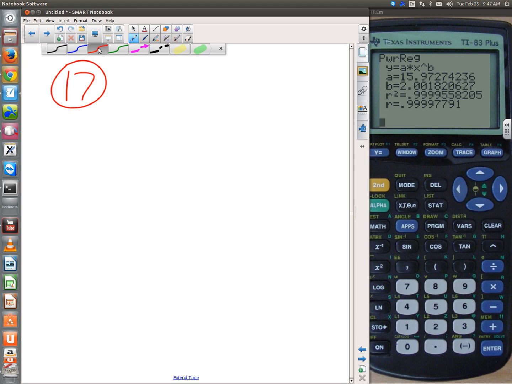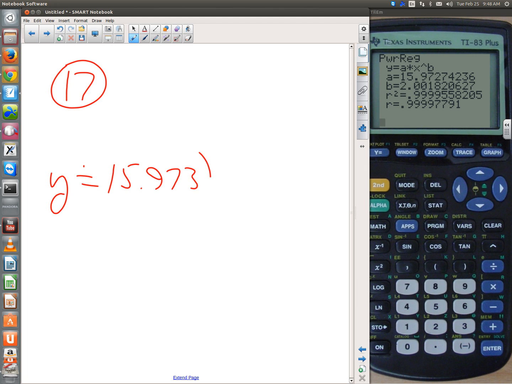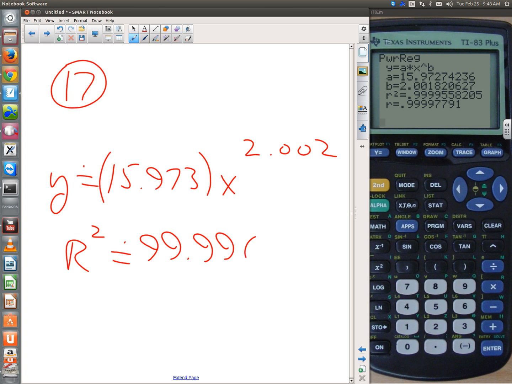On your homework, let's say. Y is approximately what? 7.3? Okay, so 15.973 times x to the 2.002-ish. And what's your r squared? It's about, that's a percent? 99.996. That's about as good as it gets, unless they give you bogus data.